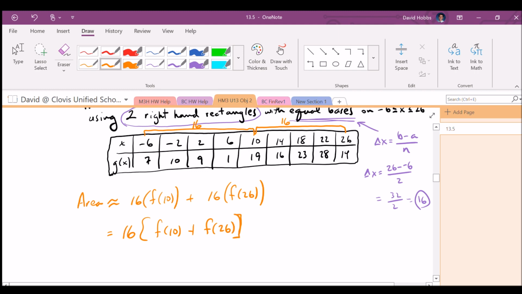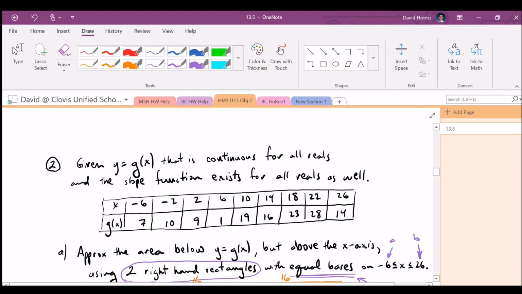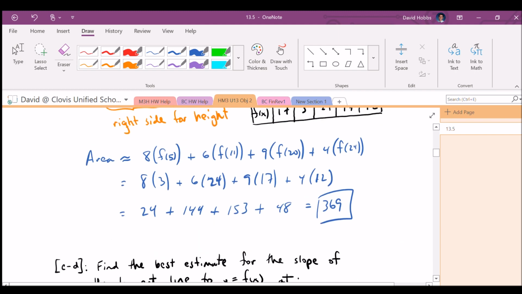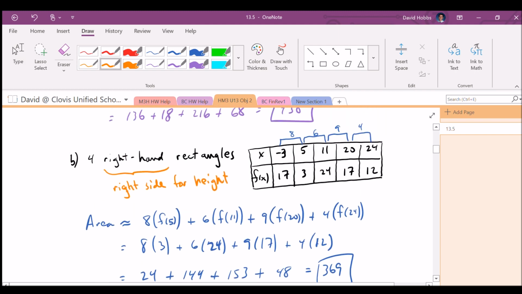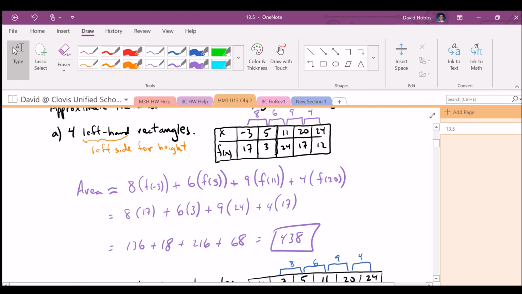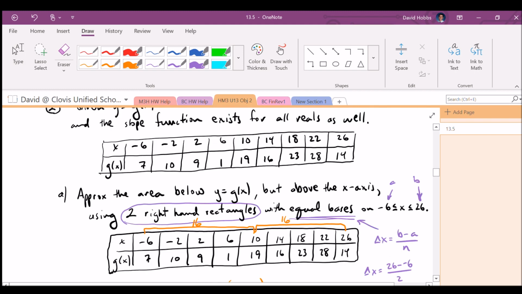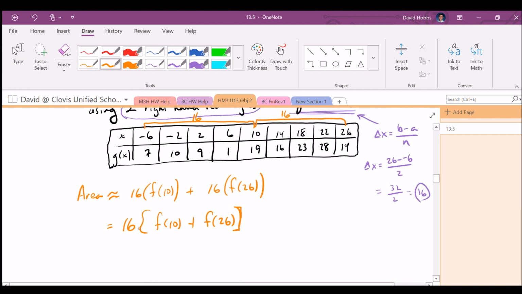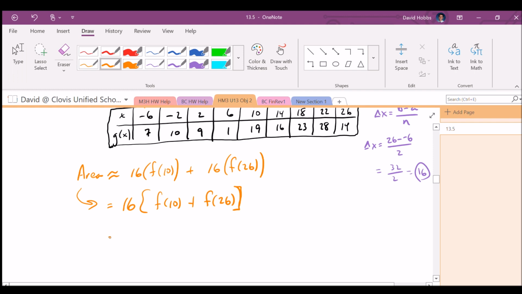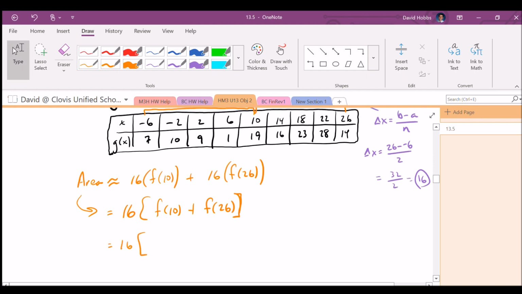Now, you can only do that when the bases are equal. So like up here on the very first problem, since the bases were not equal, we really could not do that GCF thing. But anytime the bases are equal, it's kind of nice to do that. And you can probably just skip right to that step right here. Okay, so we have 16 times, well, f of 10 is 19, and f of 26 is 14.